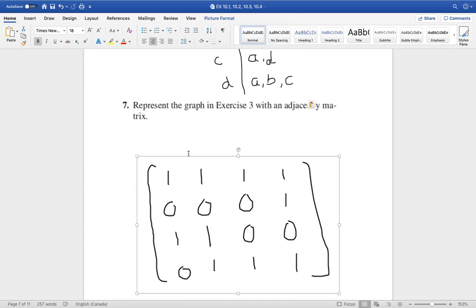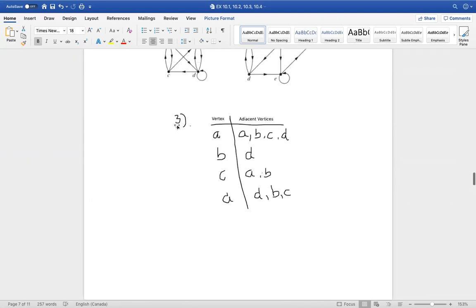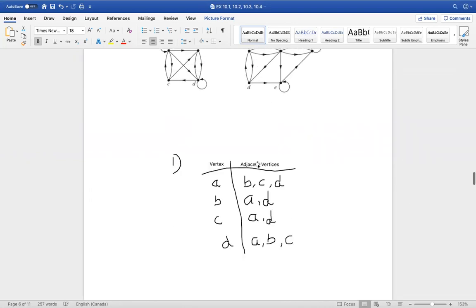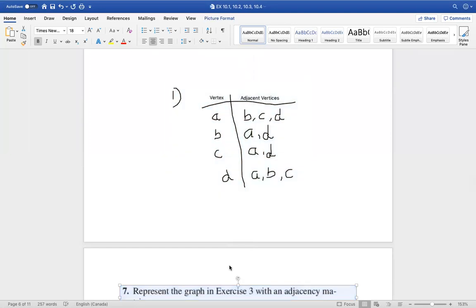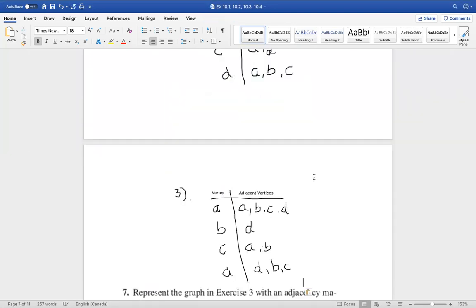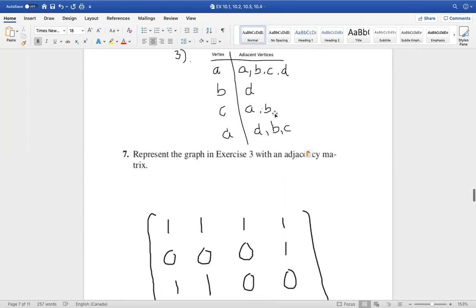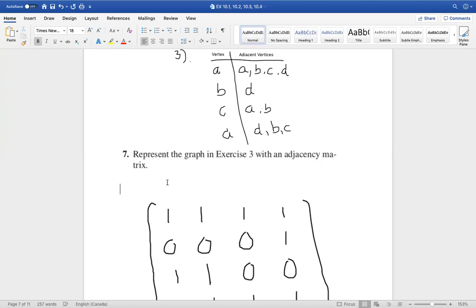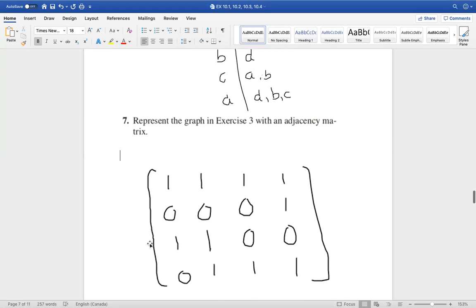So we have this question number 3. I'll just take it and put it here. Okay, so we have this adjacency list. We have to convert it into an adjacency matrix now. The way we do it is we have the number of vertices, so it creates a square matrix. In a square matrix, the length and the height are the same.